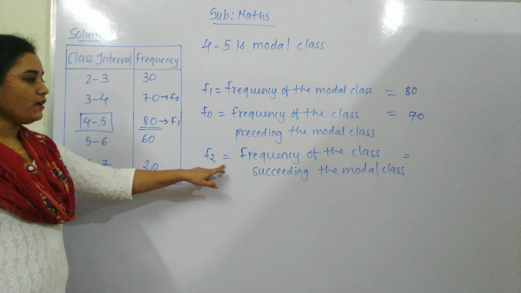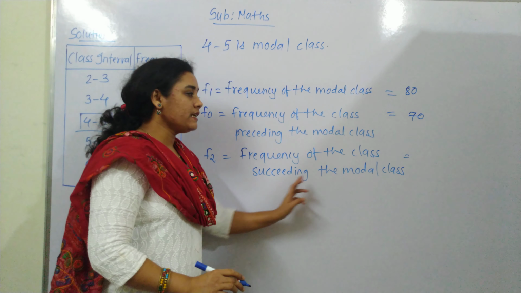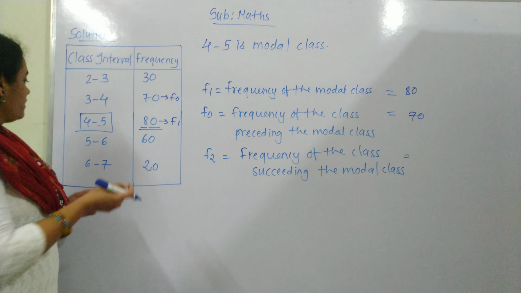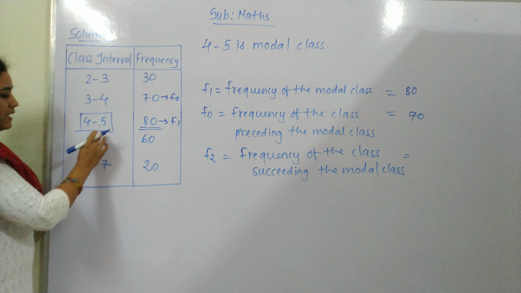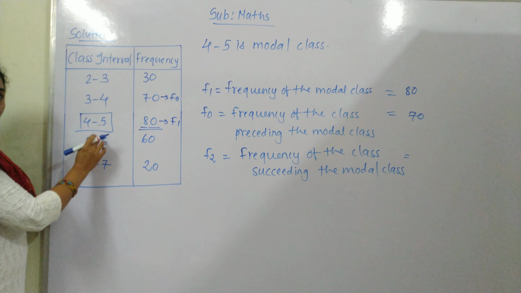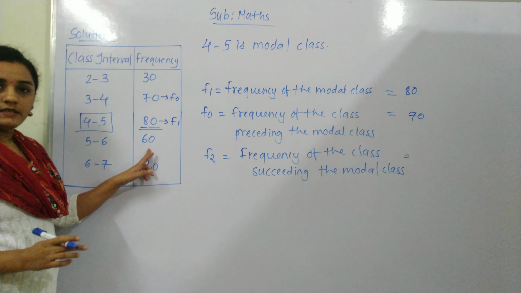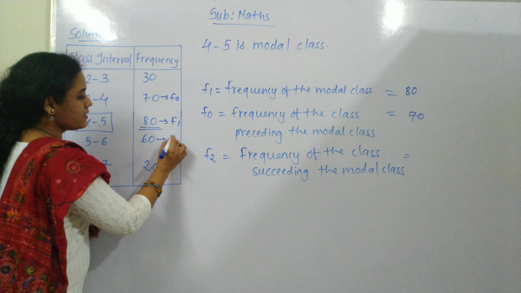F2 is equal to the frequency of the class succeeding the modal class. Succeeding means which comes after. 4 to 5 is the modal class and 5 to 6 comes after 4 to 5. Therefore, 5 to 6 is the succeeding class and its frequency is 60. Therefore, F2 is equal to 60.